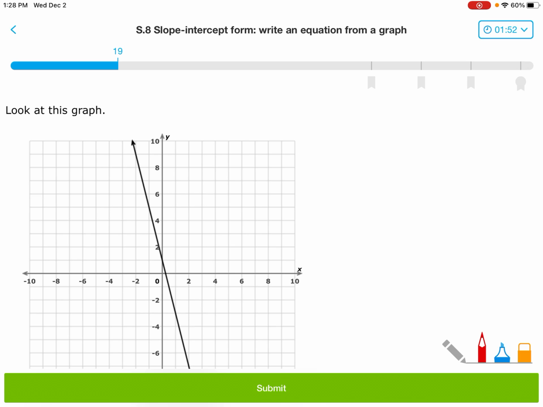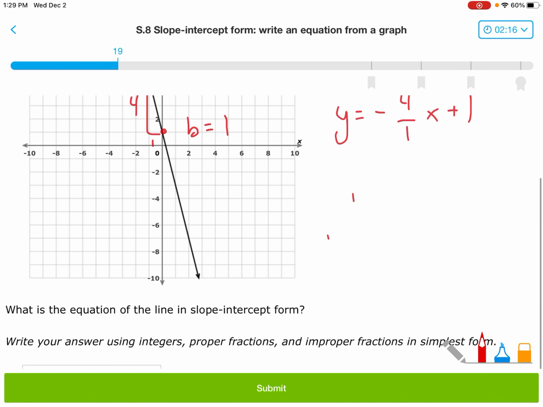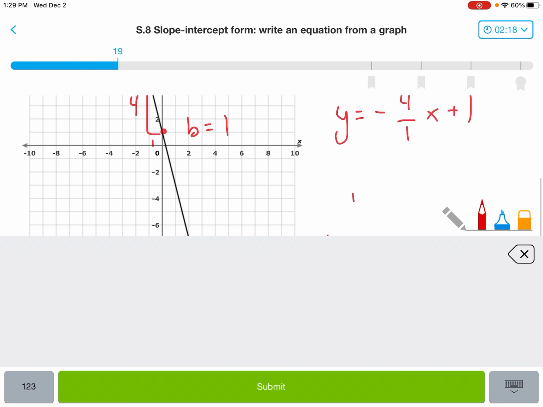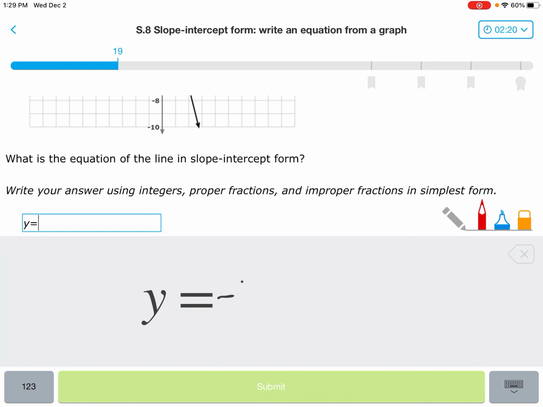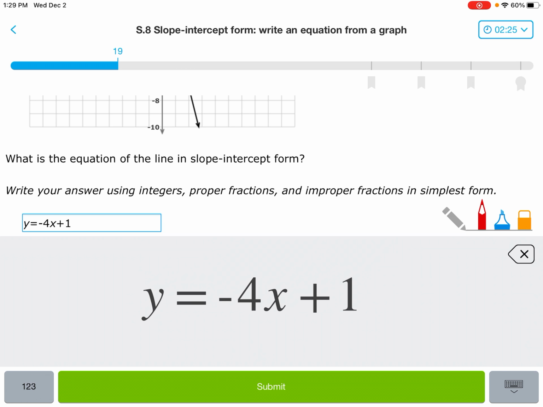Again, you find your b value, find 2 points, up 4 over 1. Is this a positive or negative slope? Y equals negative 4 over 1x plus 1. We don't have to type in that over 1. So y equals negative 4x plus 1. And we can submit.